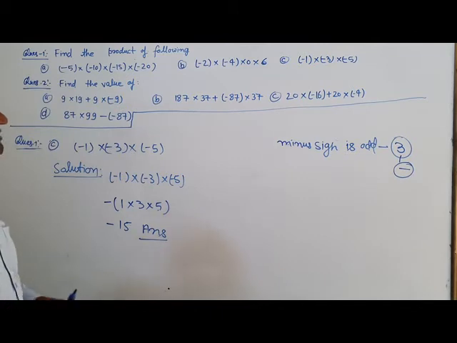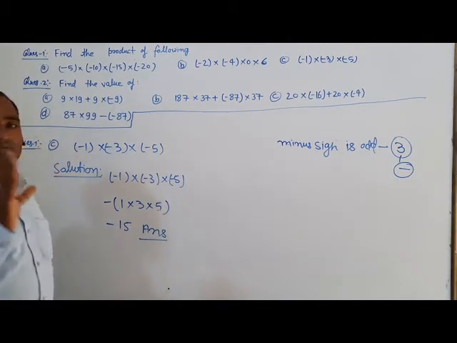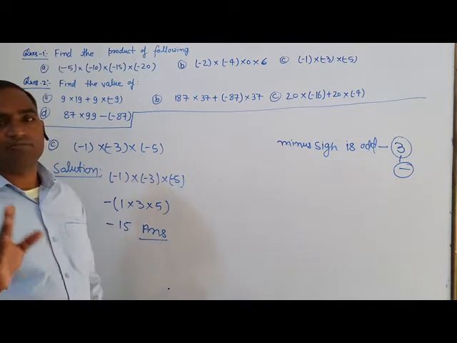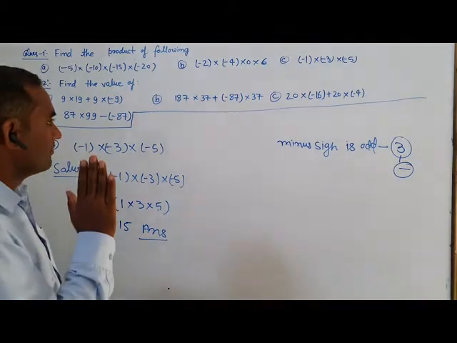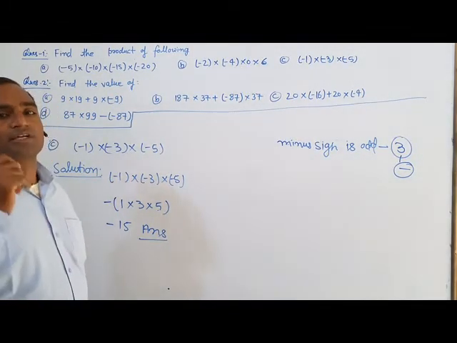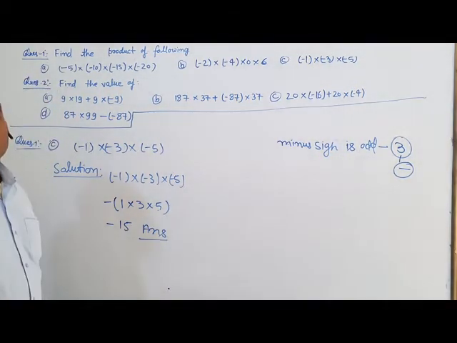In any question, first of all you have to multiply the sign. If the number of negative signs is odd, the sign of the product is minus. If the number of negative signs is even, the sign of the product is plus.